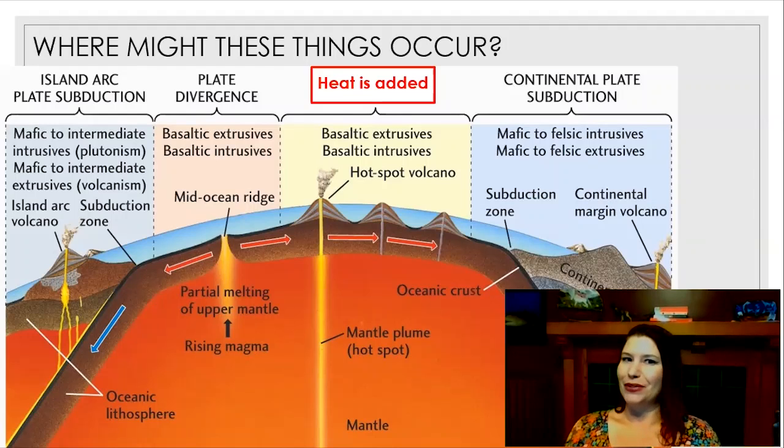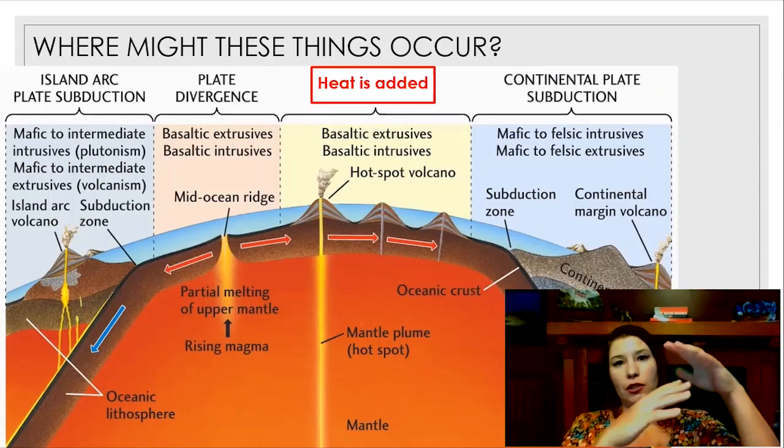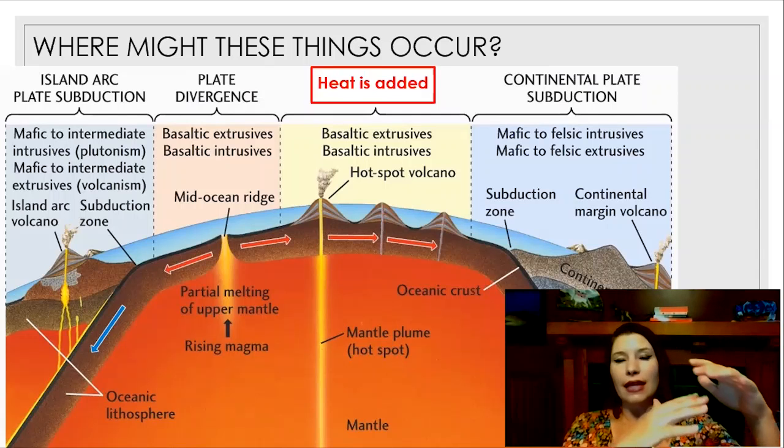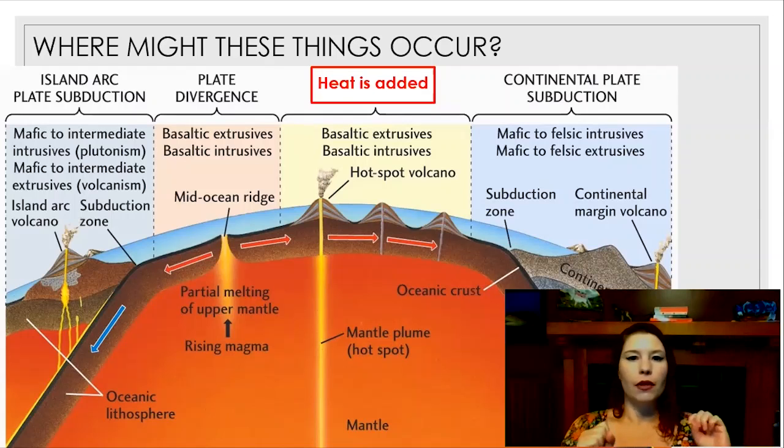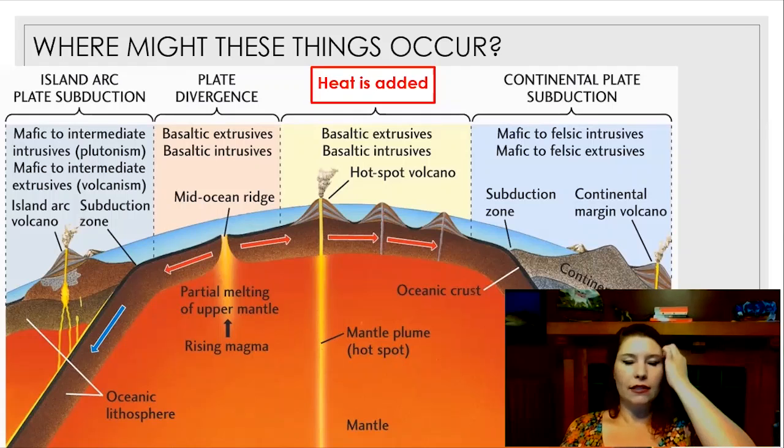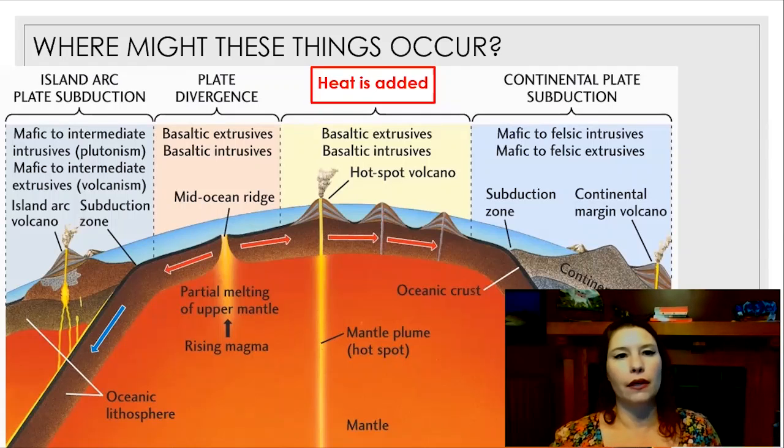But let's go back to our other one. What about when pressure is being lowered, okay? Or decompression melting. How can that happen? So we have solid rock, and as it rises closer to the surface, pressure lessens, allowing those molecules to expand and open up. So let's think about our other plate tectonic boundaries now here.